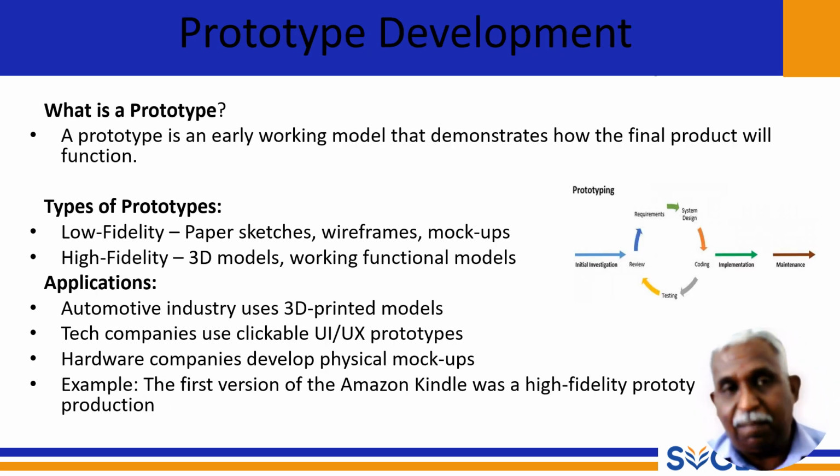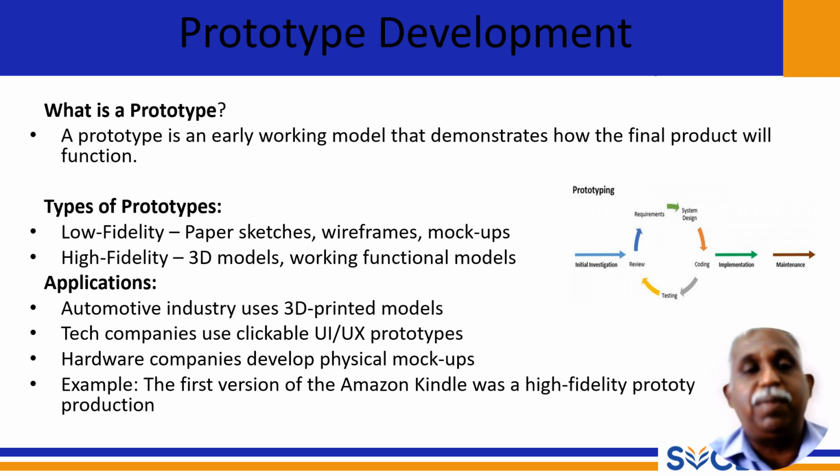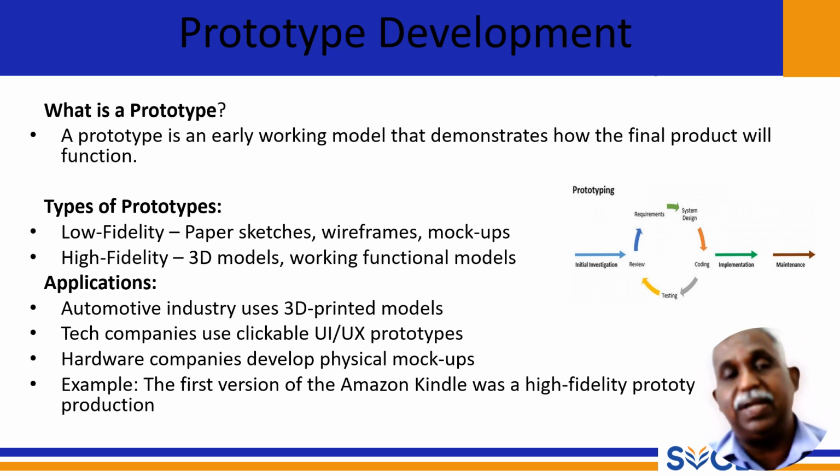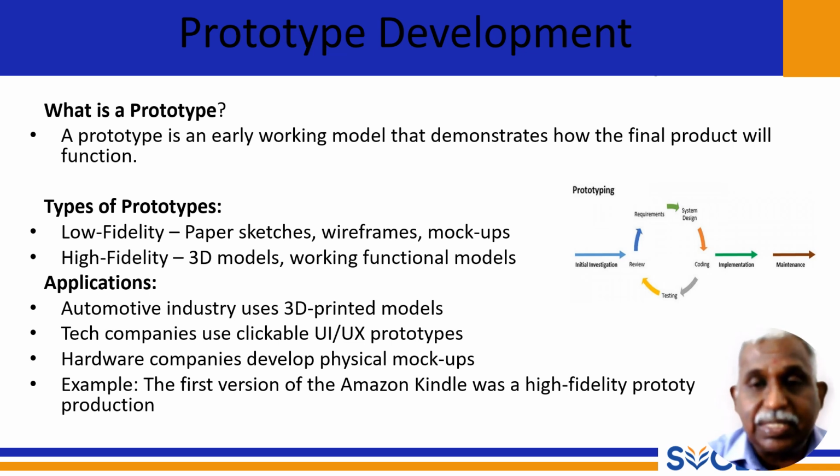Now product development. Before going for product development, we have prototype development. Prototype development is an early working model that demonstrates how the final product will function. We have an initial imagination, then we go for reviewing requirements, system design, coding, testing. We improve some implementation. Finally, we go for maintenance. We have some flexibility within the limit. We can inculcate something before implementation.